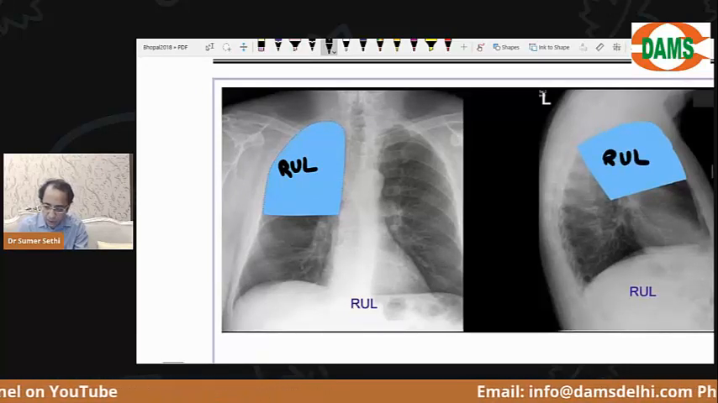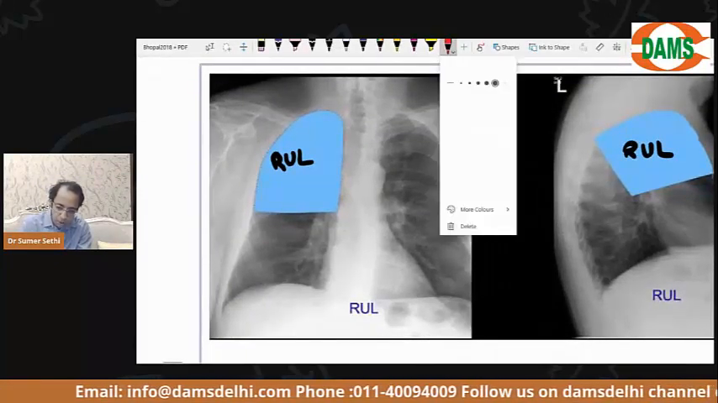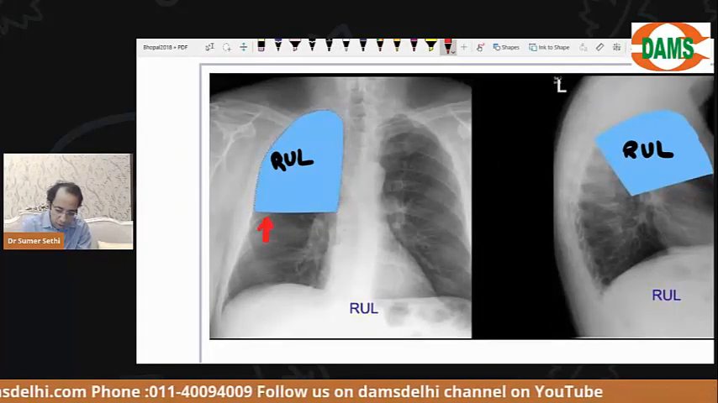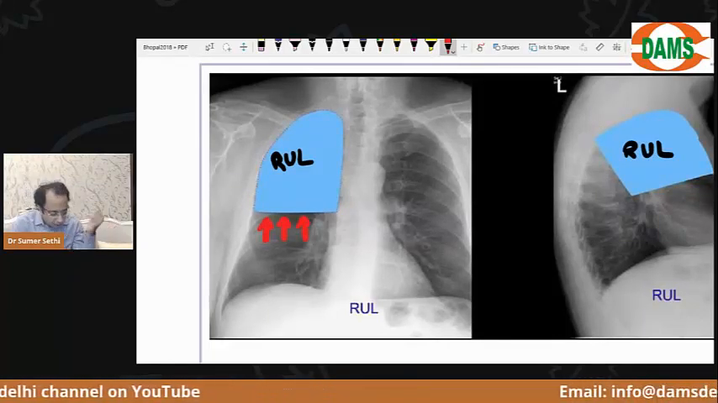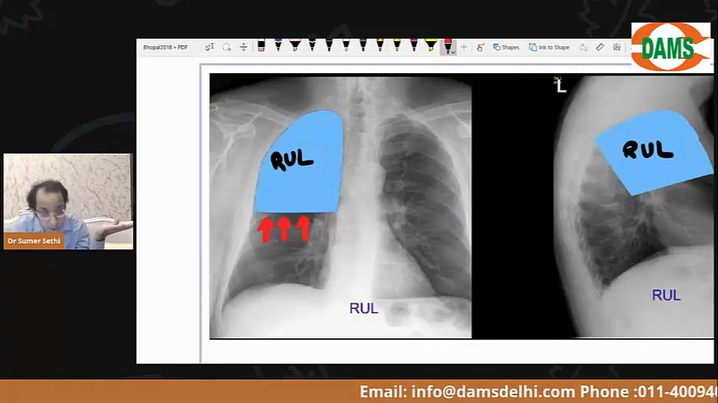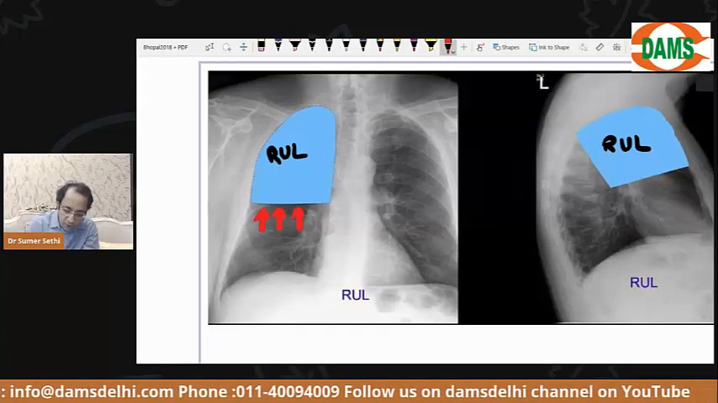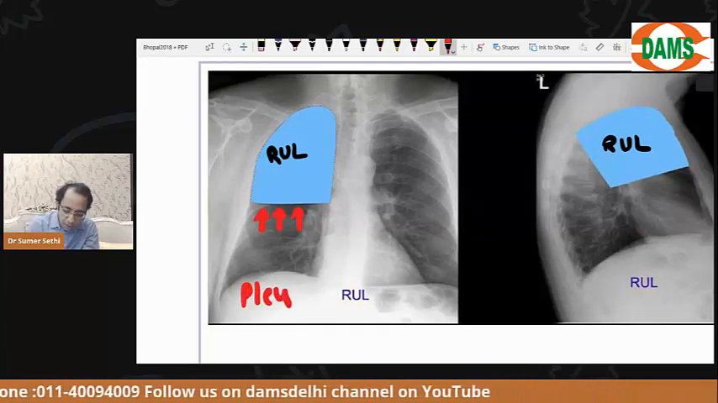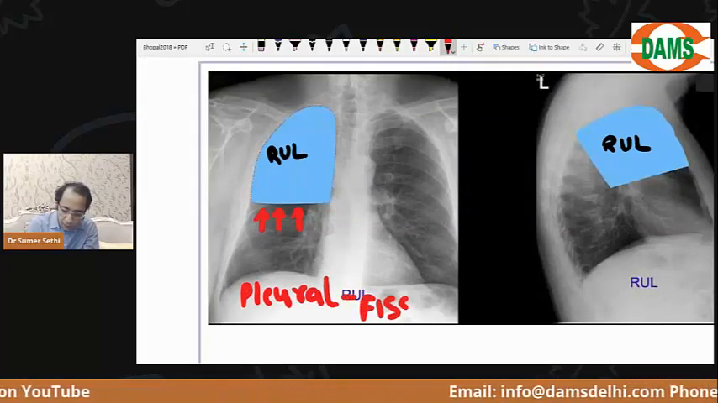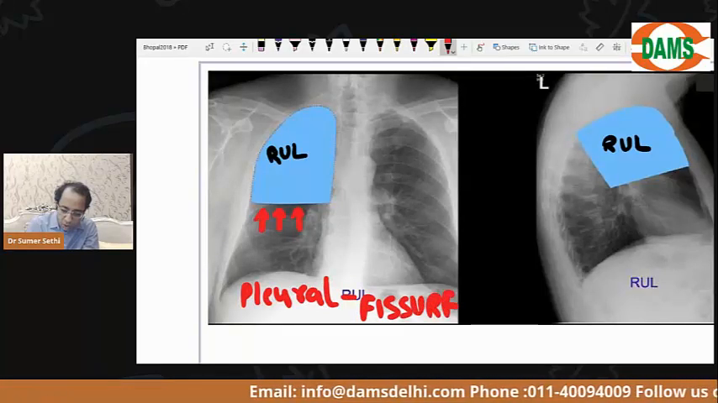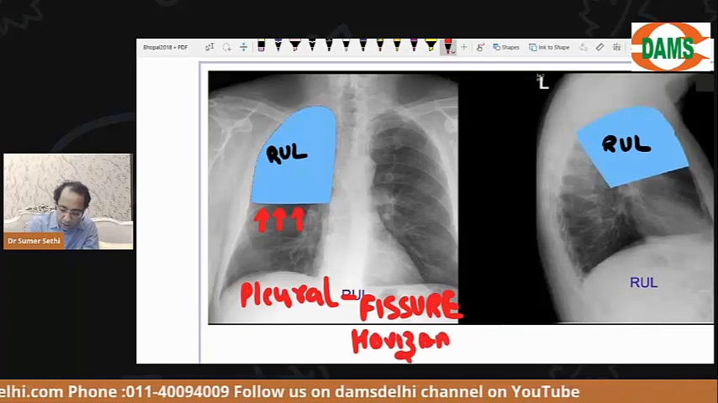You have to tell me, why is the lower border of the right upper lobe appearing smooth? Right upper lobe का lower border इतना smooth क्यों है? Okay, see, the only smooth margins in a chest film are pleural. So below your right upper lobe, we have a pleural surface called the horizontal fissure. Because it is a pleural surface, it is very sharp and smooth.